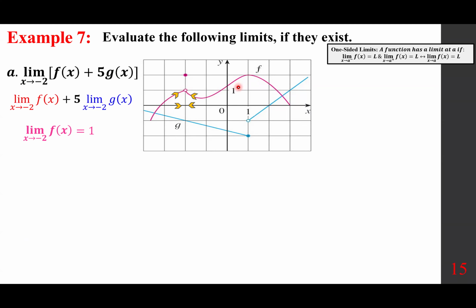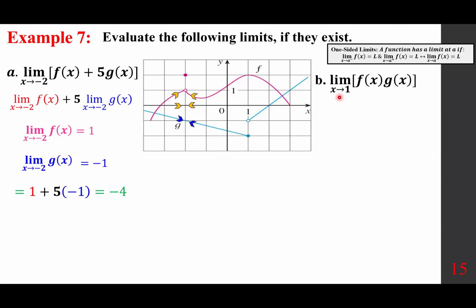For g of x, that means the blue function, as we approach it from the left and right, puts us here, and this one has the y-coordinate negative 1. So we have 1 plus 5 times negative 1. Gives us negative 4, we are done.